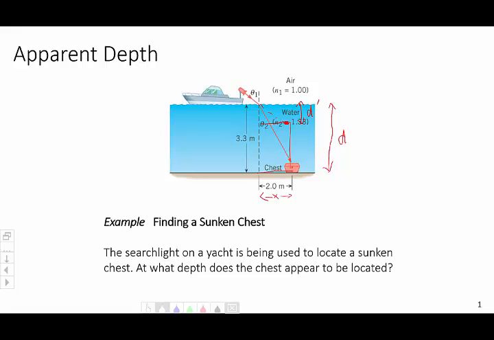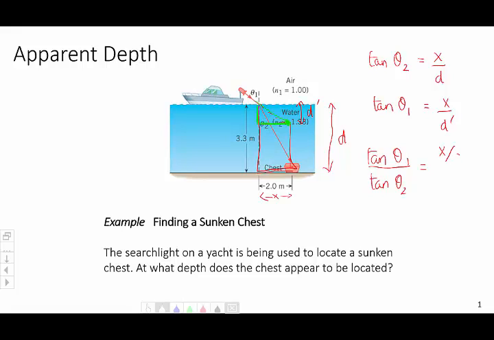Using trigonometry, we can say that tan theta 2, where theta 2 is the refracted angle, is equal to x over d, and tan theta 1, where theta 1 is the incident angle, is equal to x over d prime. The incident angle is where the image is found, and the refracted angle is where the object is found. Taking the ratio of these two gives us tan theta 1 divided by tan theta 2 is equal to x over d prime over x over d, which is equal to d divided by d prime.